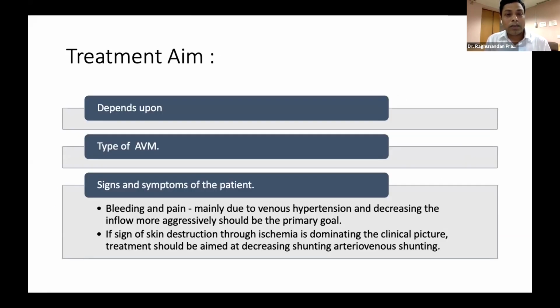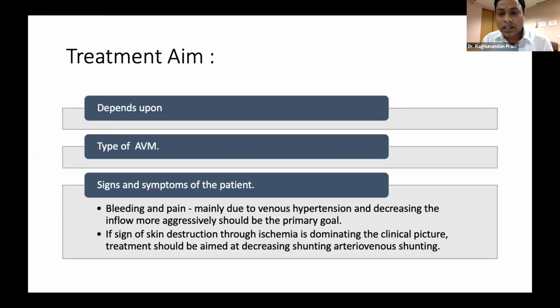We should have a clear aim before going to treat these kinds of lesions, because most of the time these lesions present at a very late stage. So it's very difficult to treat them completely. Your treatment strategy should be focused on what you are going to treat. And the decision also depends upon the type of AVM and the location of the AVM.